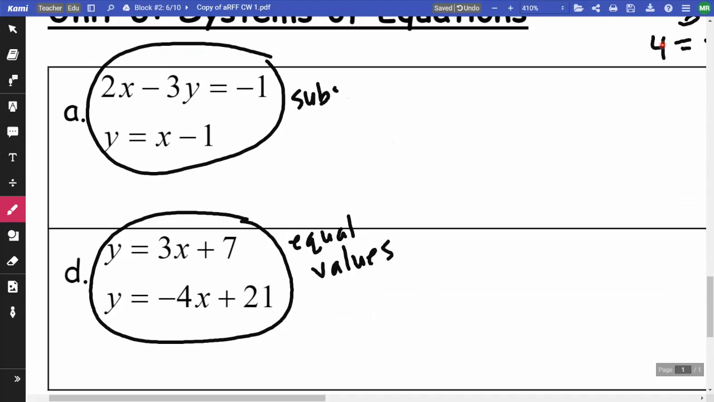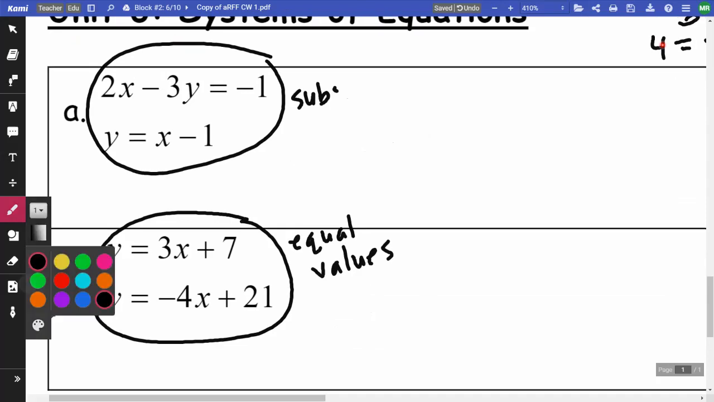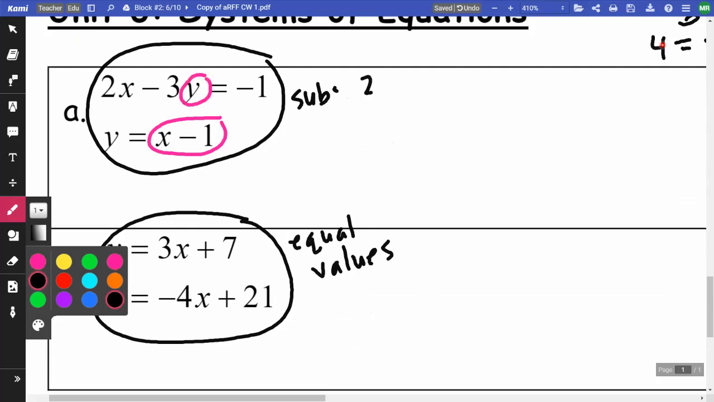Okay, so if I'm going to use substitution, what I'm going to substitute in place of my y is this. So I'm going to have 2x minus 3 times something equals -1. And that was a y. And now I'm going to put in my x minus 1. So I'm going to get 2x minus, and here I have to distribute because I have stuff outside besides the 3. So I'm going to get a -3x, and a -3 times a -1 is a +3.